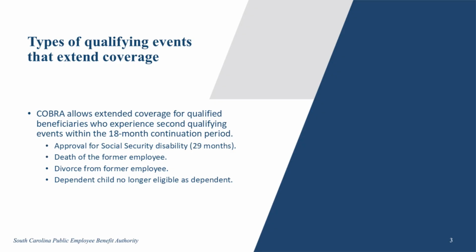COBRA allows extended coverage protection for qualified beneficiaries who experience second qualifying events within the 18-month continuation period. These types of events include a qualified beneficiary's approval for Social Security disability benefits. They also include the death of the former employee or a spouse's divorce from the former employee. A child's loss of eligibility for coverage as a dependent can also extend COBRA.